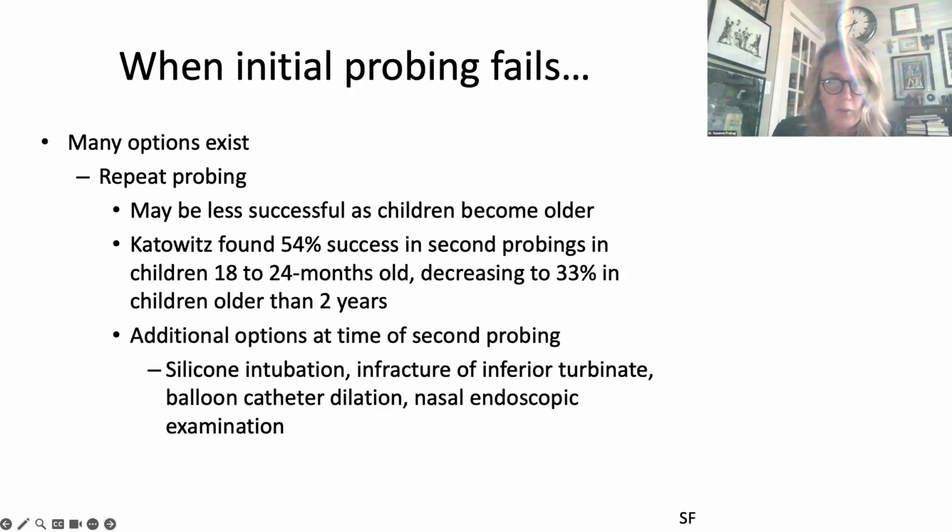Additional options at the time of second probing, we always want to have additional tricks in our bag. So you could place silicone tubes, you can infracture the inferior turbinate, you could do a balloon catheter procedure, or a nasal endoscopic examination, which Dr. Bothra recommends on the first probing, which I think makes good sense if you have that equipment available easily. Next.